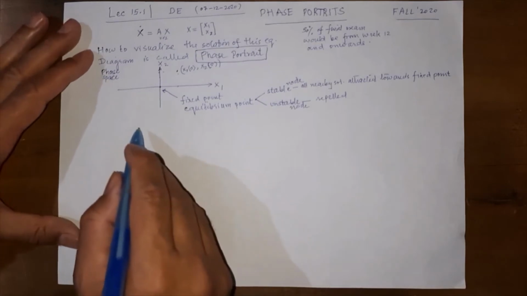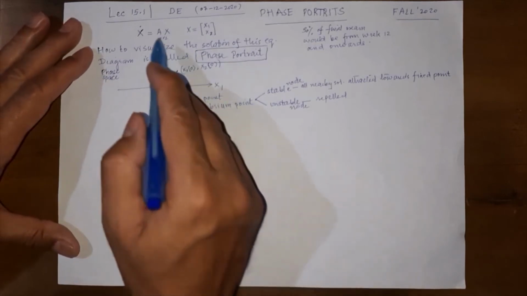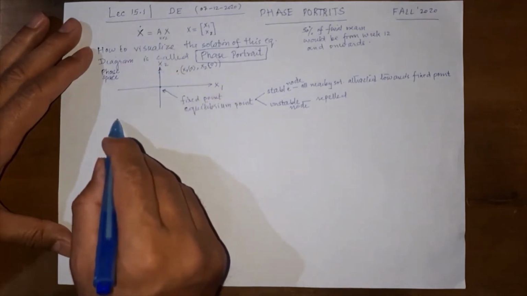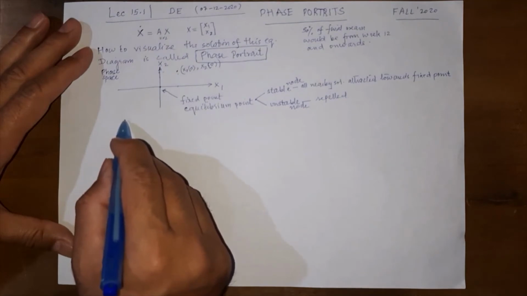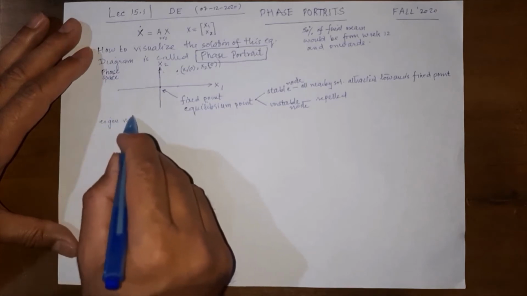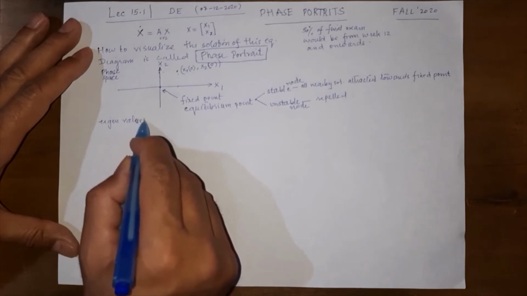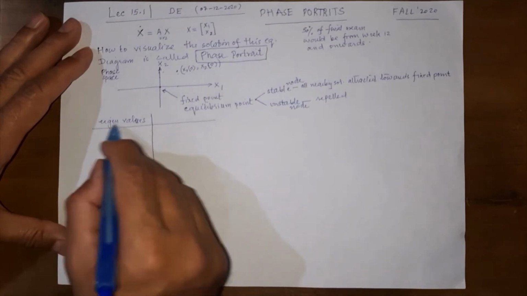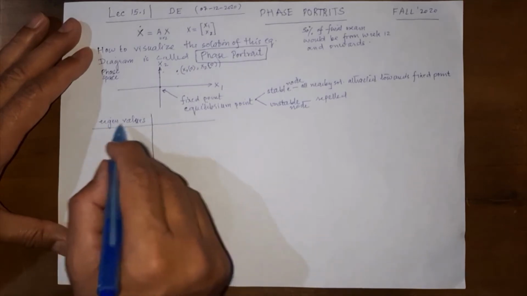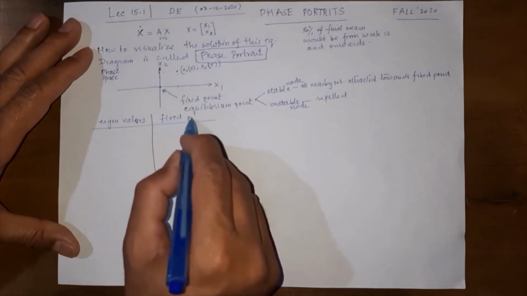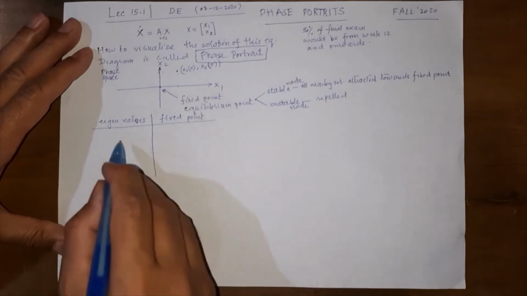Just let me remind you that in the solution of this equation, we used to have two eigenvalues and two eigenvectors, and then we would find the solution. So based on the two eigenvalues, we are going to have several cases. So what is the relation between eigenvalues of a certain kind and the fixed point? How the fixed point is going to behave is something to be seen.